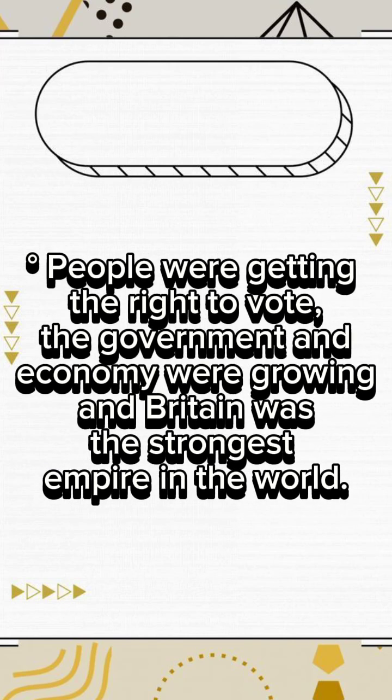The working class or the poor made up most of the population and they also lived in poor conditions. People were getting the right to vote. The government and economy were growing and Britain was the strongest empire in the world. Okay, so ordinary people gained the right to vote and have their own decisions.